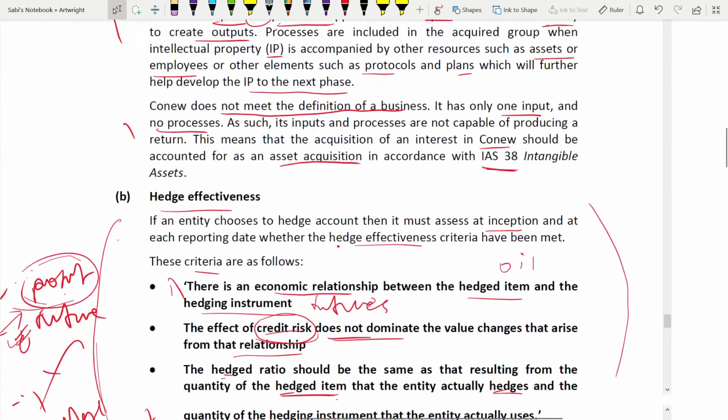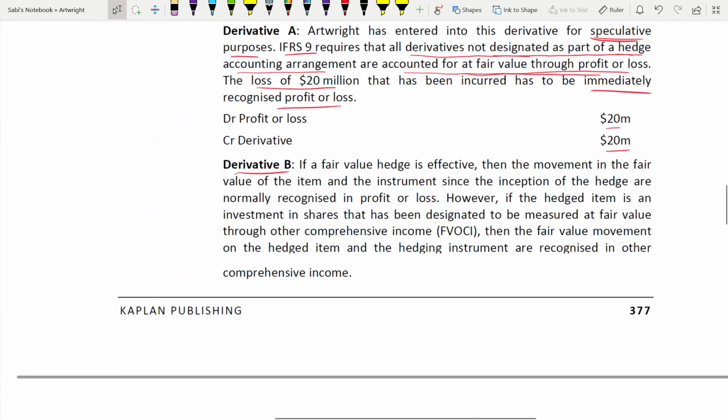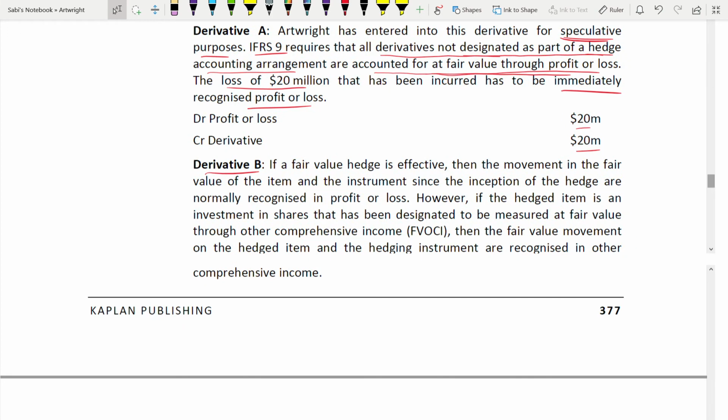So for that, if it's a fair value hedge and is effective, then the movement in the fair value of the item and instrument since the inception of the hedge are normally recognized in profit and loss. Because fair value, normally it is recognized in profit and loss.